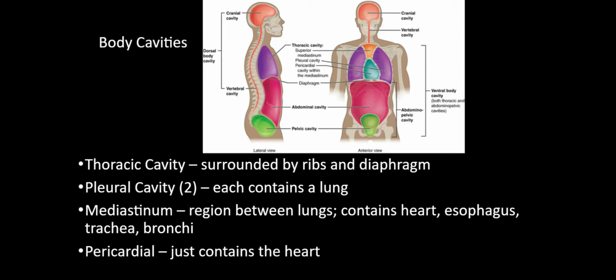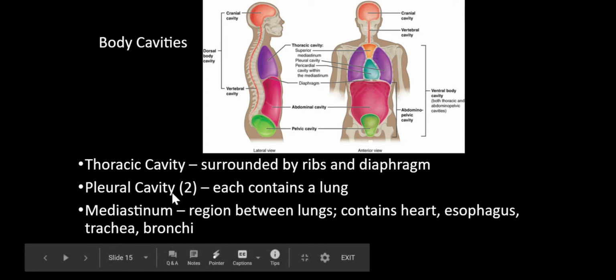Okay. Now it's also divided into smaller parts. Each lung is surrounded by a membrane, and so that creates a pleural cavity. And then the whole middle part is called the mediastinum. Okay? Now, the heart has its own membrane that surrounds it. It's called the pericardium. And so that's called the pericardial cavity.